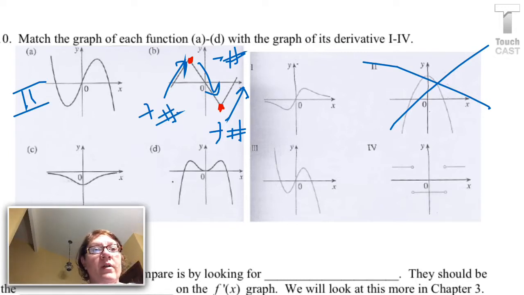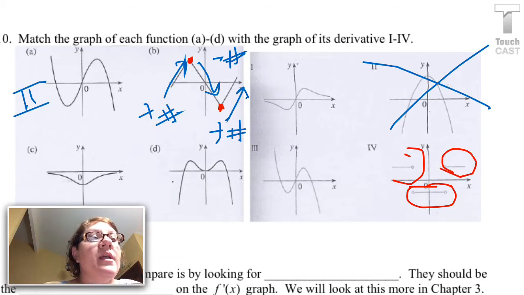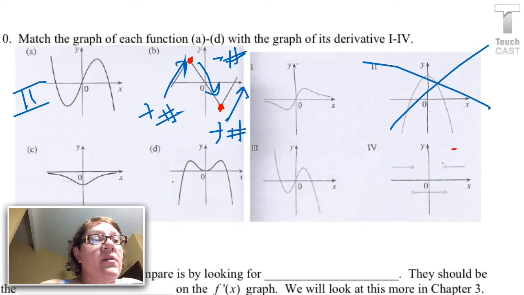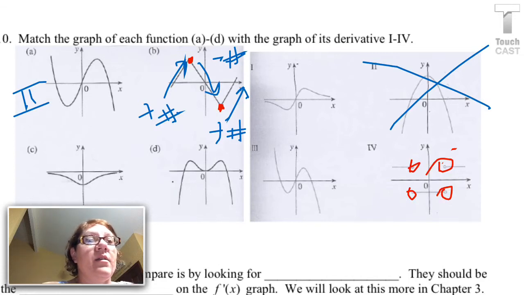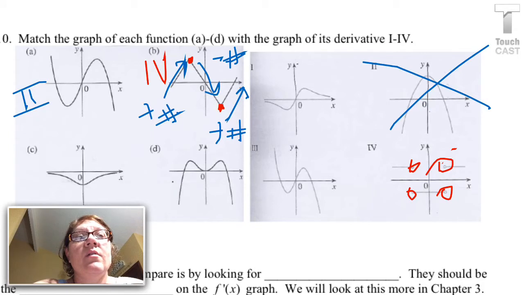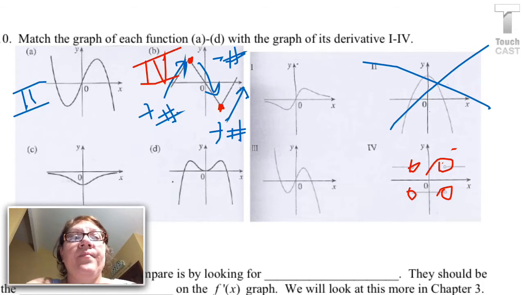So when I look over here, are there any that have a slope that's just a number? And of course it's here. And so here's the positive number. And then this would be the negative number, and this would be the positive number. And then notice what's happening at the ends of them right here is that it's undefined. So that one has to match with 4.